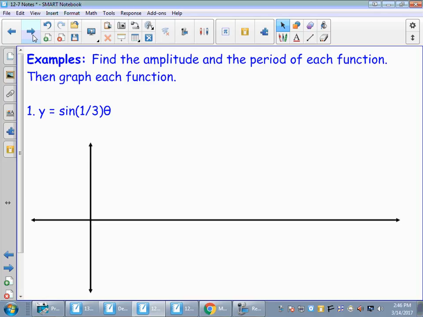I got the 1/3 out in front of the theta. So that's your B value. It's implied then, if there is no number out in front, that it's a 1. So the amplitude for this graph is 1. And the period for this graph is taking 360 and dividing by 1/3. Well, when you divide by 1/3, which is a really small number, it has an inverse effect. It actually makes the number bigger. So 360 gets 3 times as large. And so 1080 is the period of this function.